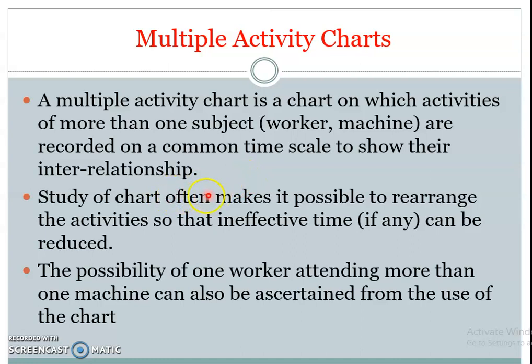These charts are very useful to study the idle time of either man or machine. We can also determine the number of machines handled by one operator, or the number of operators required to handle one machine. This chart often makes it possible to rearrange the activities so that the ineffective time can be reduced. The possibility of one worker attending more than one machine can also be ascertained from the use of the chart.